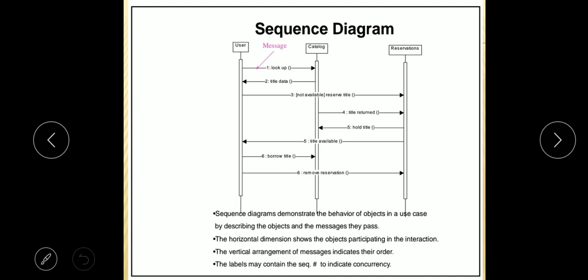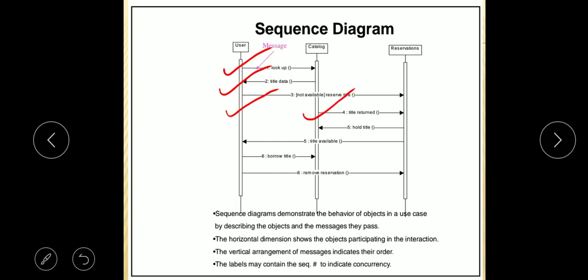Now here, sequence number 1 is lookup. Here there are 3 objects: user, catalog, and reservation. It is the first interaction, then the second interaction, then the third interaction, then the fourth one.